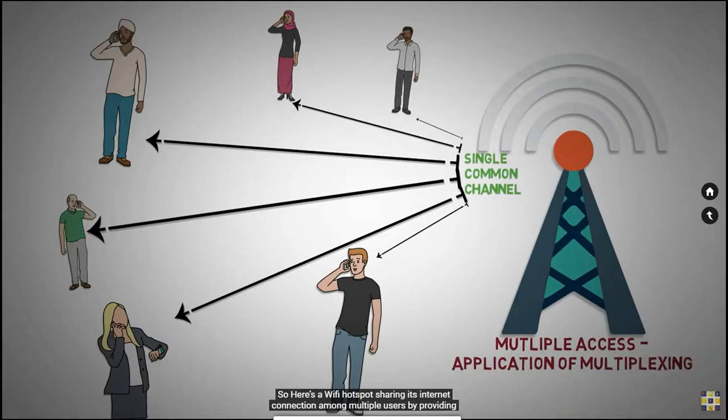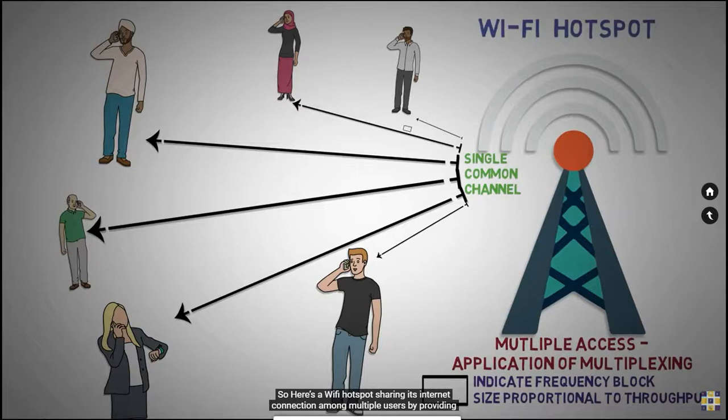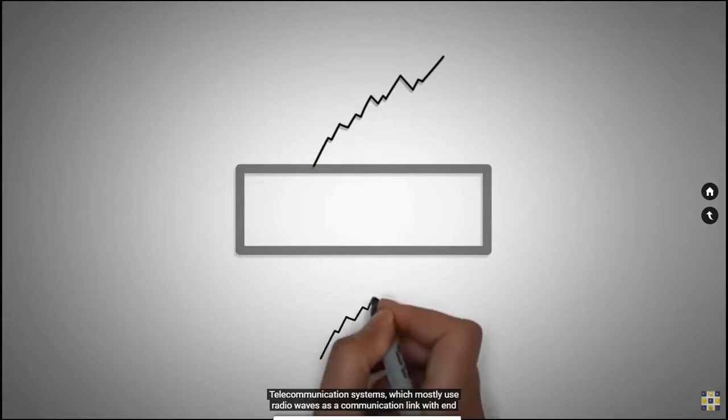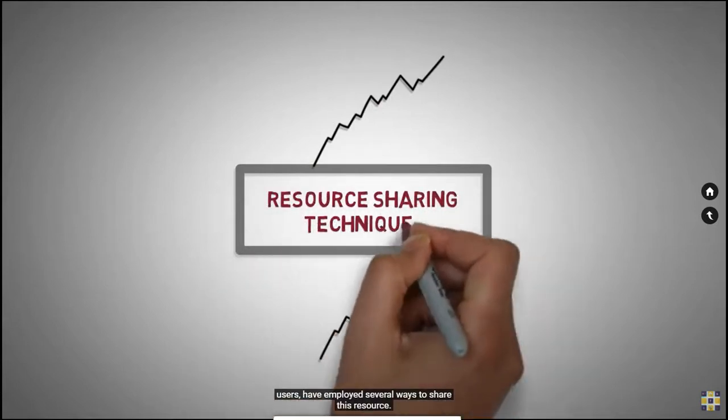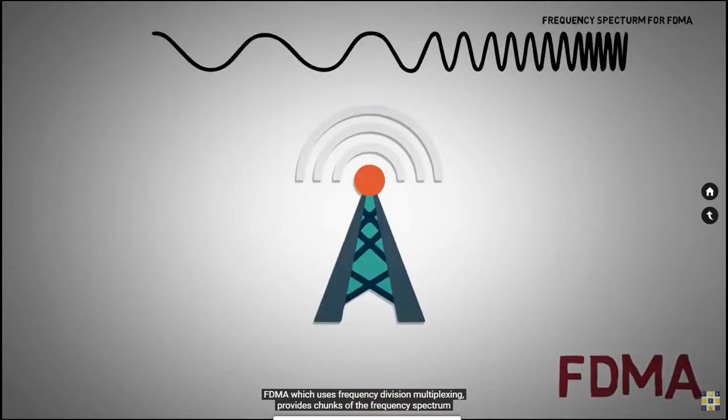So here's a Wi-Fi hotspot sharing its internet connection among multiple users by providing them a frequency block over which they can transmit and receive data. The greater the size of this block, the greater the throughput. Telecommunication systems, which mostly use radio waves as a communication link with end users, have employed several ways to share this resource.